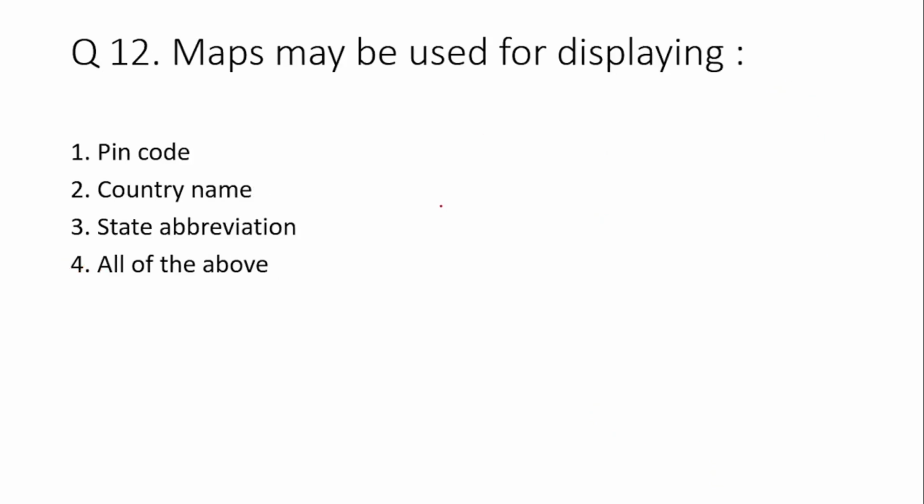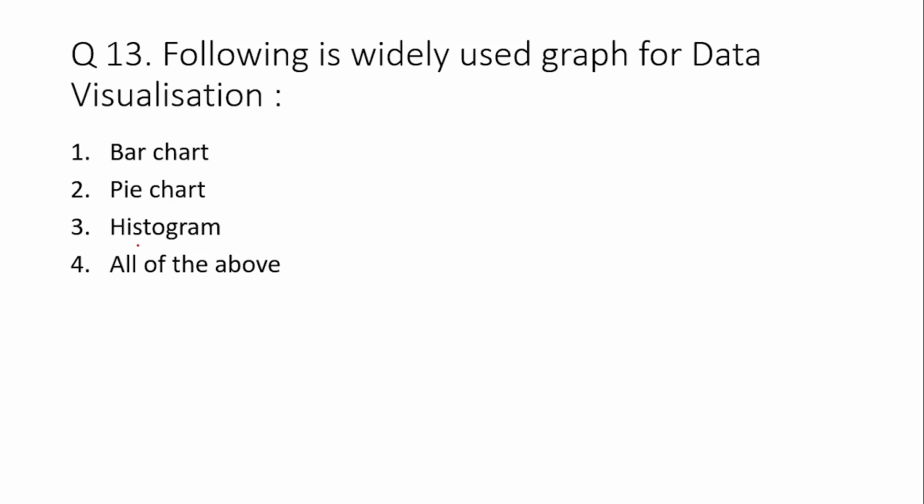Maps may be used for displaying what? Pin code, country name, state abbreviation, or all of the above. The correct answer is all of the above. Maps can be used for displaying all of them: pin code, country name, state abbreviation. So the 4th is the right option.